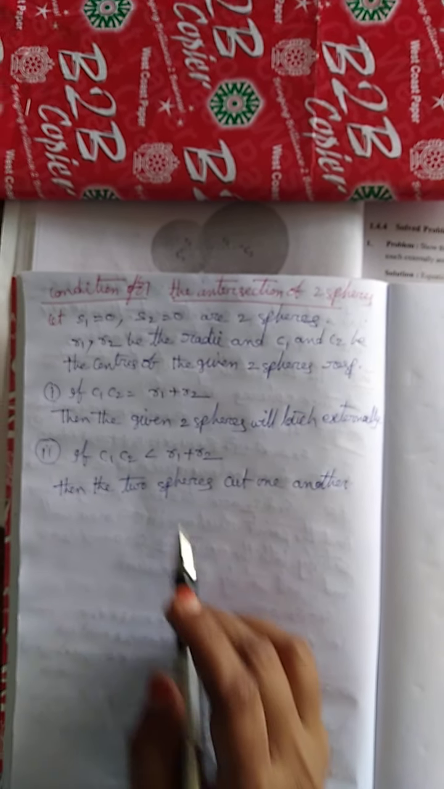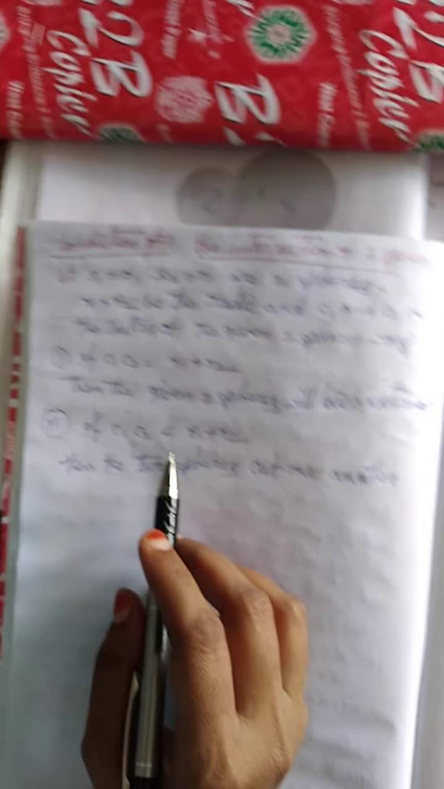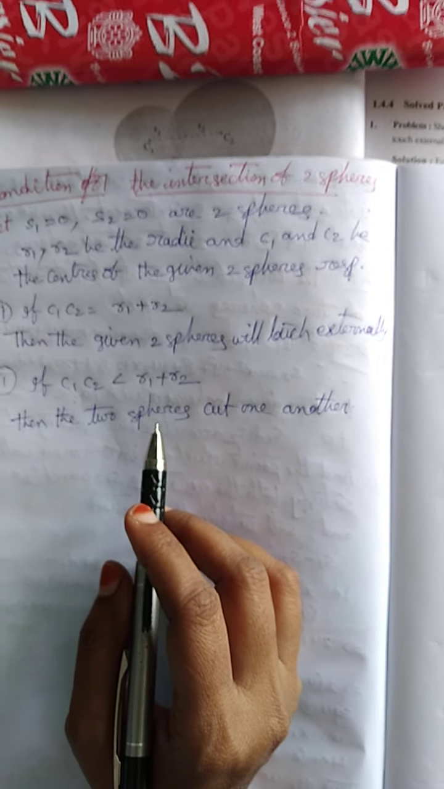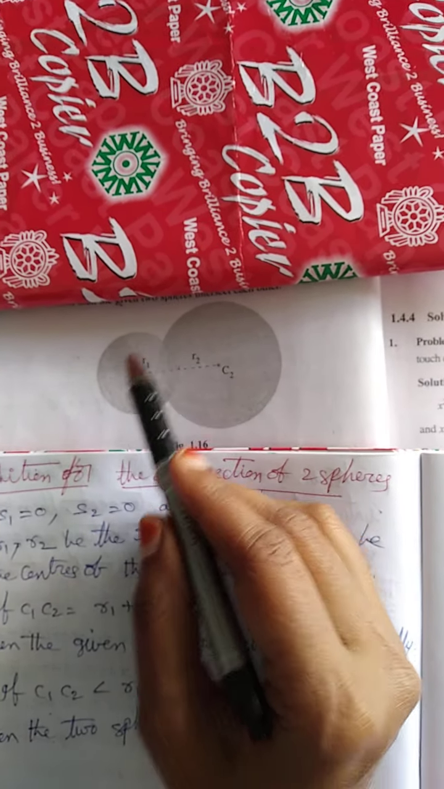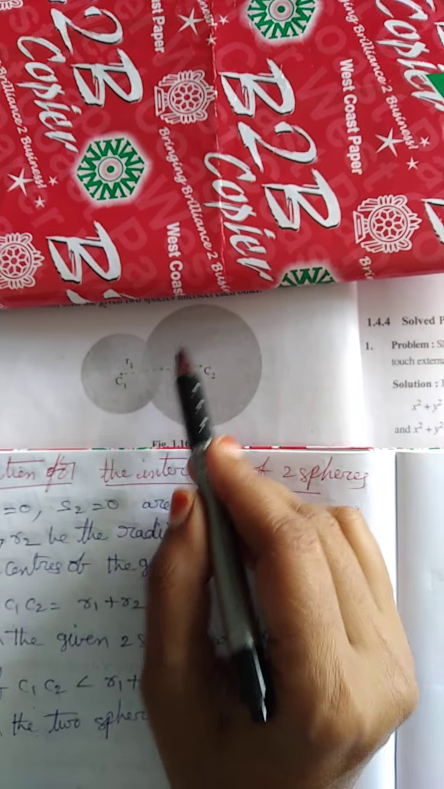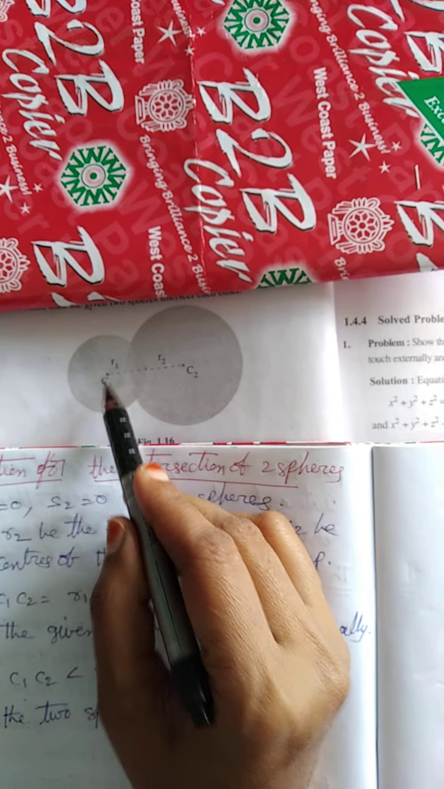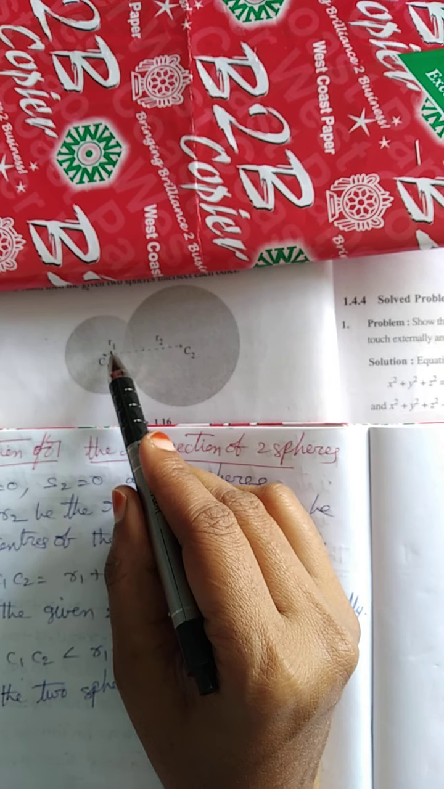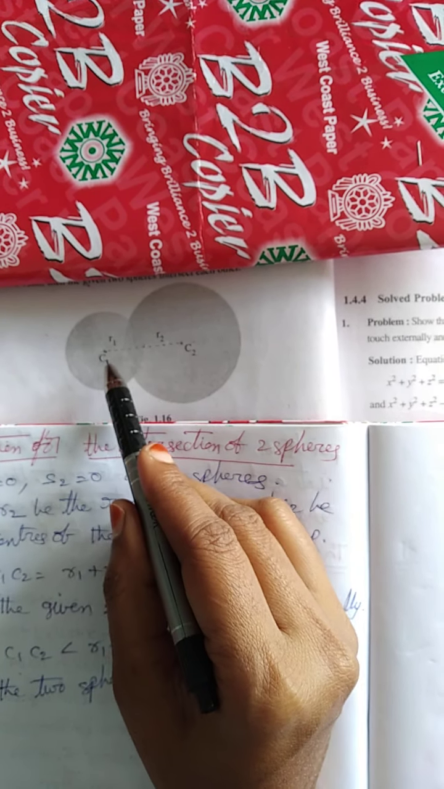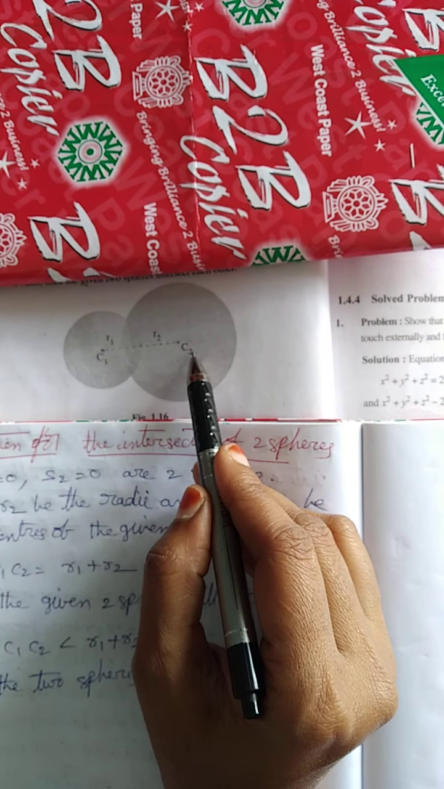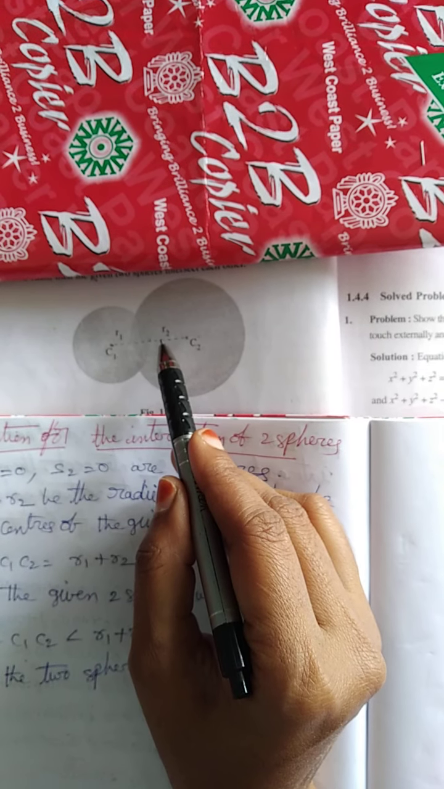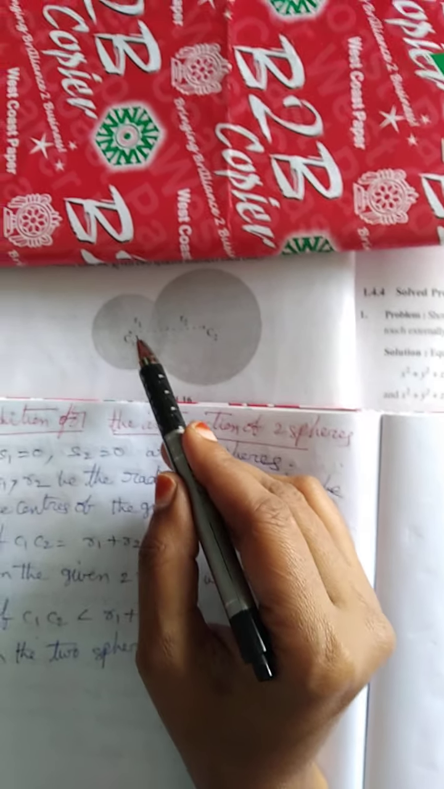Now condition number 2: if C1C2 is less than R1 + R2, then the two spheres cut one another. The figure is like this. This is S1, this is S2, this is the center C1, this is the center C2. The radius of S1 is R1, the radius of S2 is R2. The distance between C1 and C2 is less than R1 + R2, then they cut, they intersect each other.